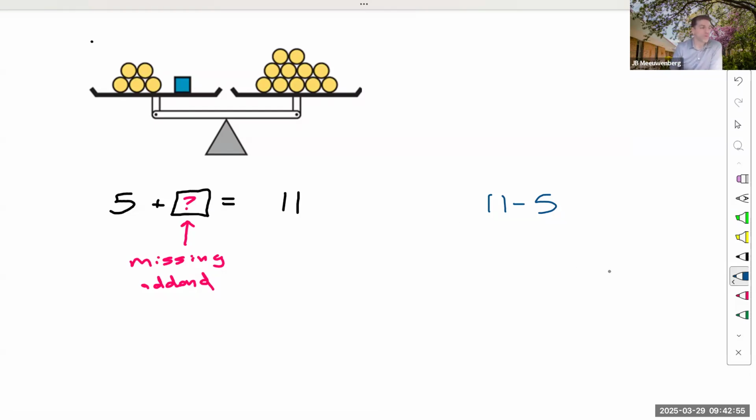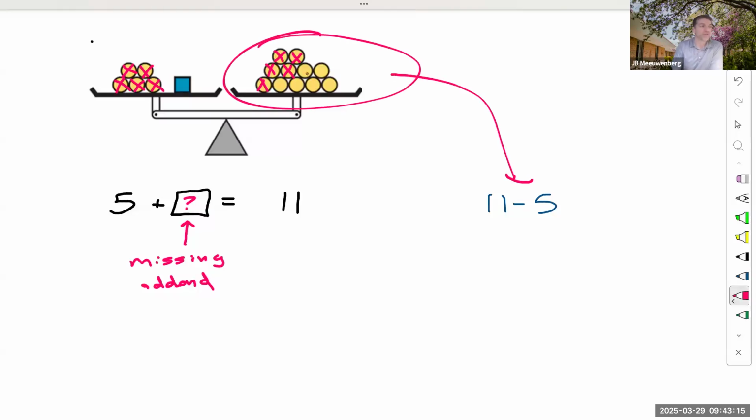So how might we do it? Well, we might say, if I need to find out how big this box is, I'm going to remove 5 of those balls from the left, which means I have to remove 5 of them from the right. And that's the same thing as doing 11 minus those 5.